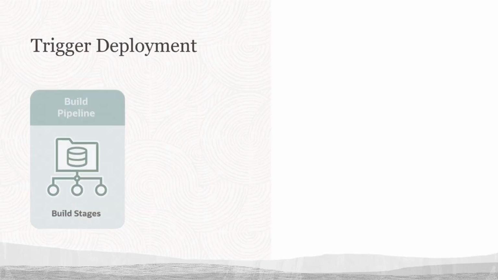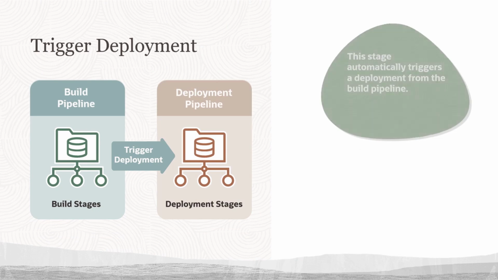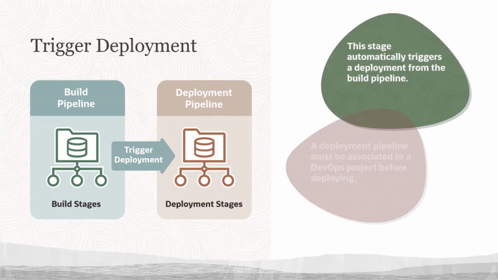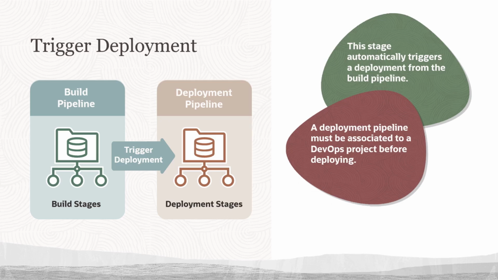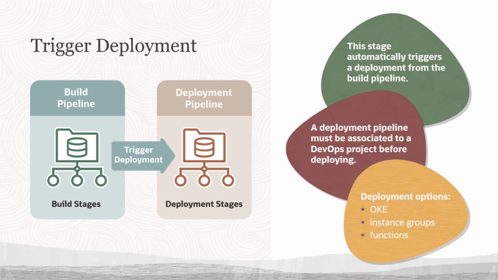The trigger deployment stage automatically triggers a deployment pipeline from the build pipeline. Before you add this stage, a deployment pipeline associated with your DevOps project must exist. Recall that the OCI DevOps supports deployment to different target environments like OKE, instance group, and functions.